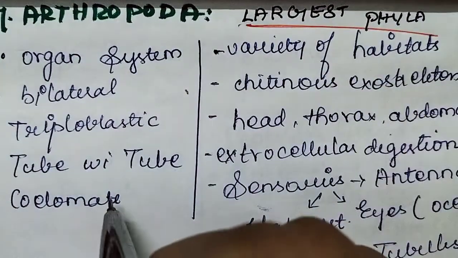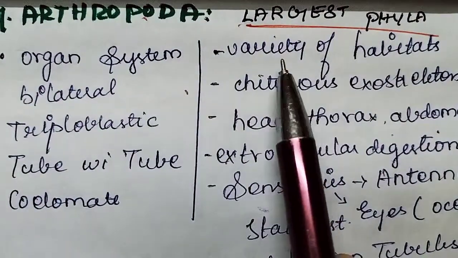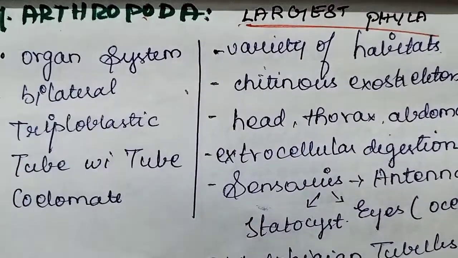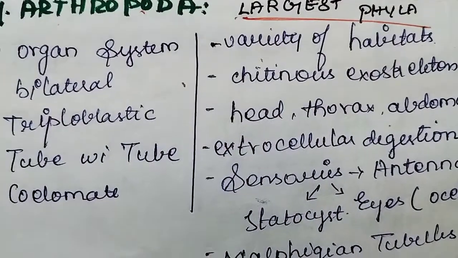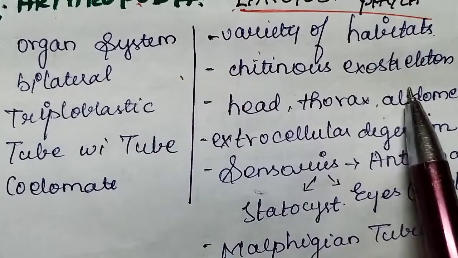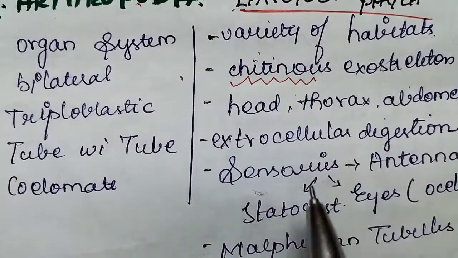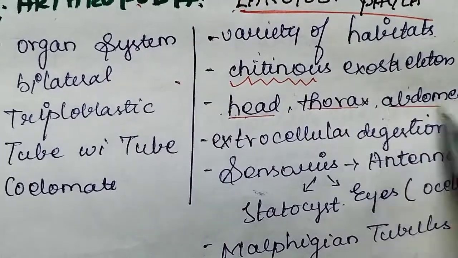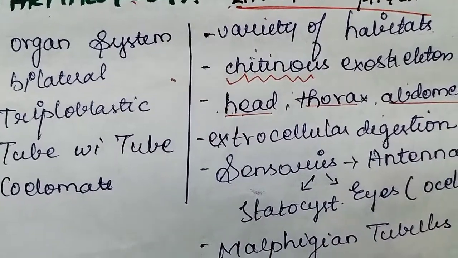The largest phylum is arthropoda, and they have a variety of habitats, not only particular to water, not only particular to terrestrial. They have a chitinous exoskeleton. And they have three parts of the body: head, thorax, and abdomen.